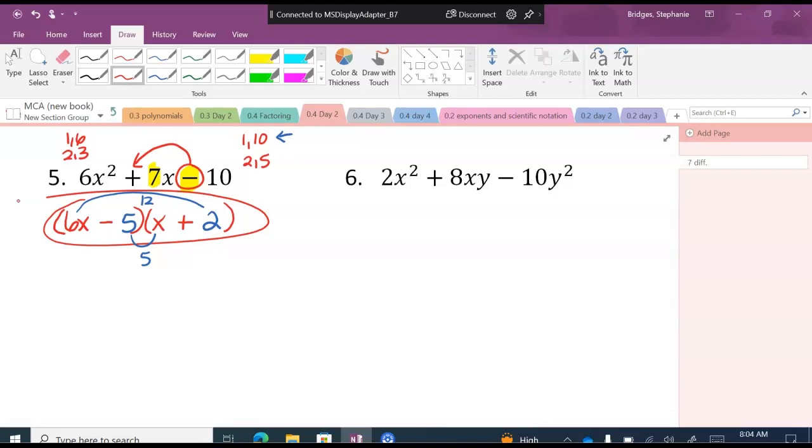This one is different for a couple of reasons. First of all, I do have a number in front of my x squared, but what else is also different? What do I have in this one that I haven't done yet? I have another variable, right? I have a y squared, and then I have an x and a y.